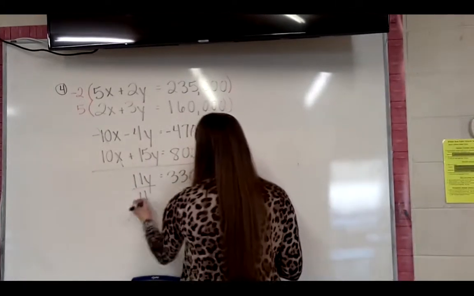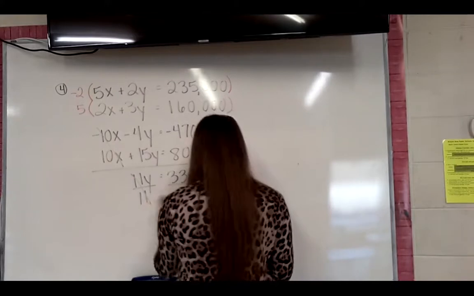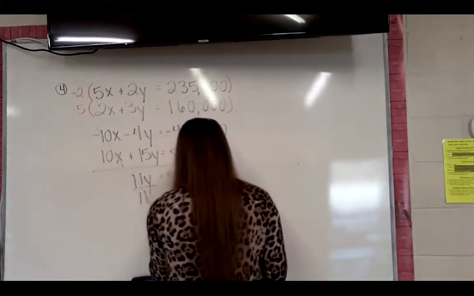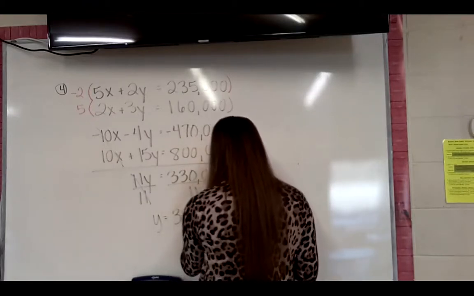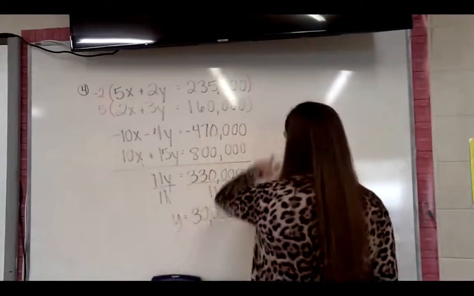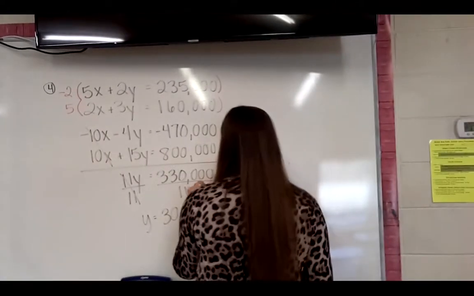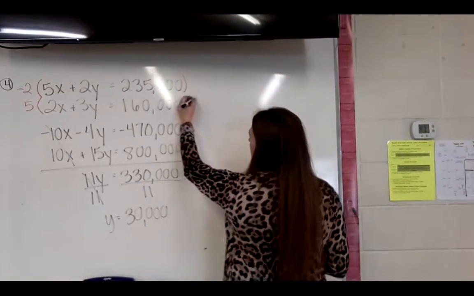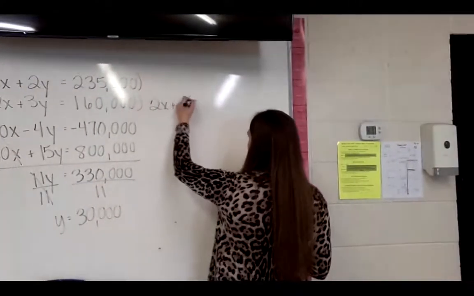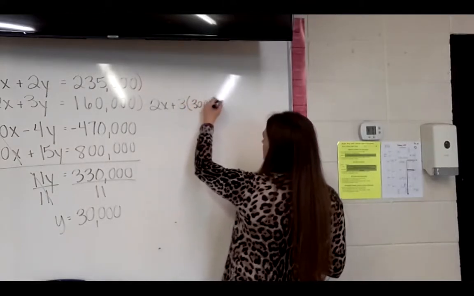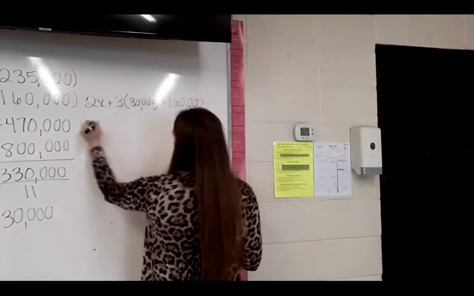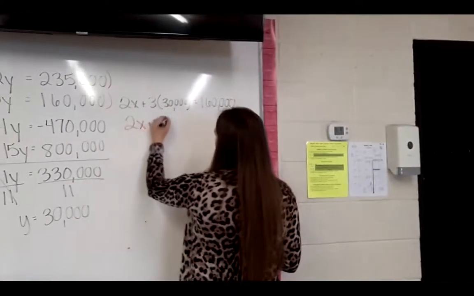Last step for this one is to divide both sides by 11. When we do that, we get 30,000. That's y. So then to solve for x, I take this and plug it into one of the original equations. So I'm going to plug it into this one. So I have 2x plus 3 times 30,000 equals 160,000. Well, 3 times 3 is 9, so that's going to be 90,000.